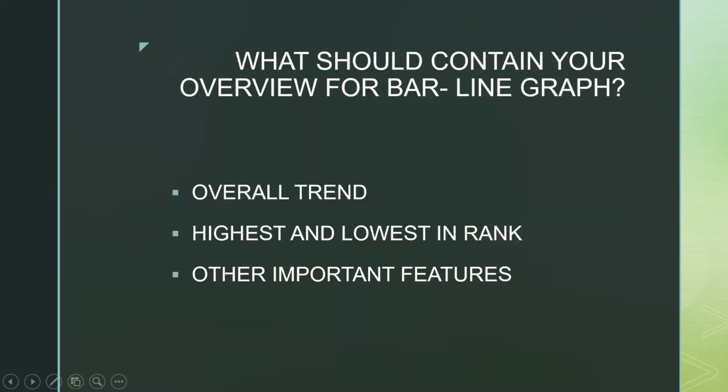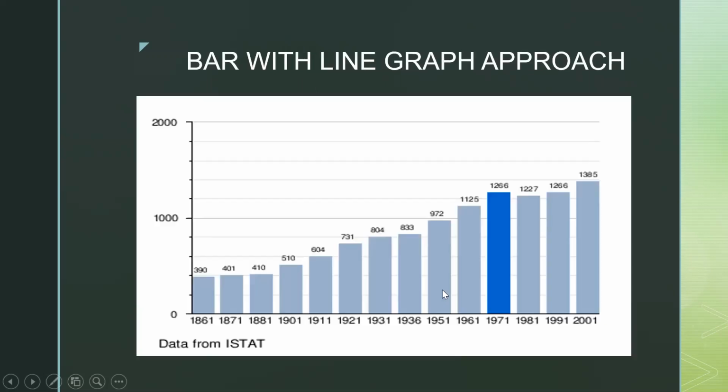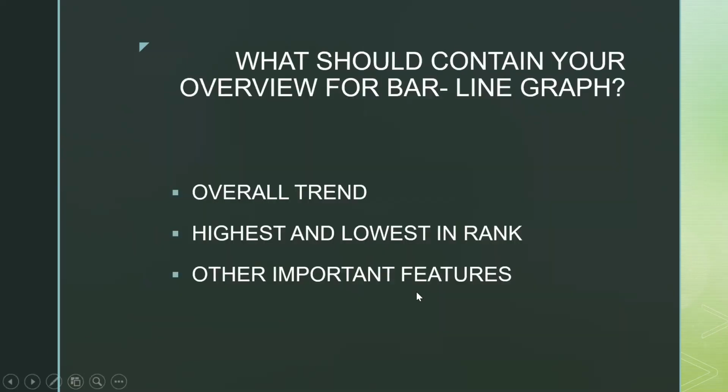So what should your overview contain for the bar line? Just the same thing as your line graph. Overall trend, highest and lowest in rank, and then other important features. So very simple. Exactly the same as your line graph. But of course, in your introduction, you don't say bar line. You don't say that. You just say the bar graph. But the approach, the way that you approach your overview, even your body paragraph, should be the same as the line graph.